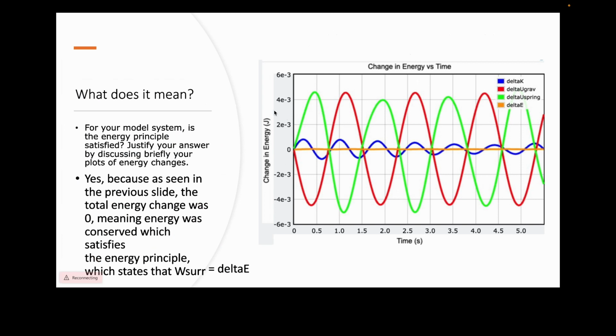Now, the "what does it mean" part 1 asks us if the energy principle is satisfied in this experiment. And the answer is yes, because the energy principle is delta E equals the work of the surroundings. The work of the surroundings is 0. Therefore, in our graph, we can see that delta E is 0 throughout the experiment, meaning that energy is conserved, which satisfies the energy principle.